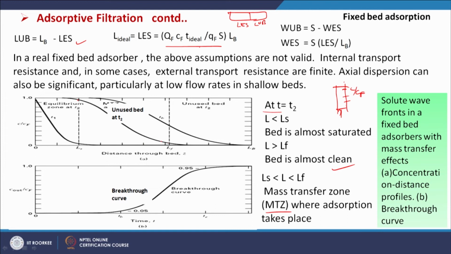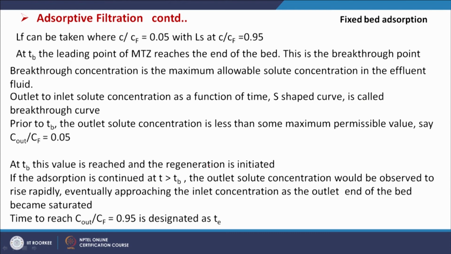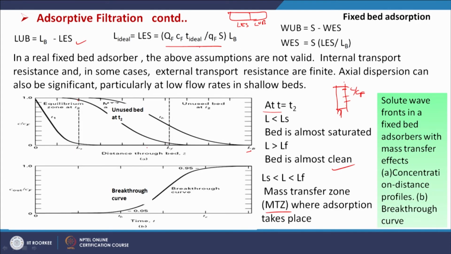And if we represent this C by Cf with respect to time for the whole bed length Lb, it will change like this. With respect to time, we get an S shaped curve, which is called the breakthrough curve. Lf can be taken where C by Cf equals 0.05, and Ls where C by Cf equals 0.95. So this is the concept.